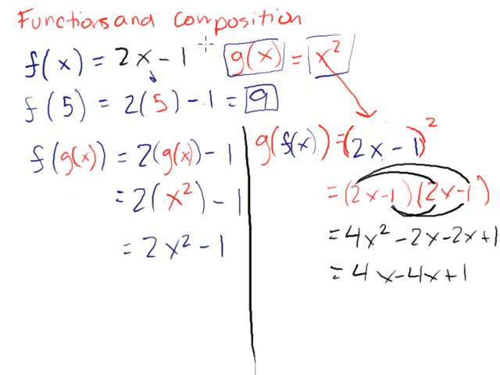If I did it the other way, this just means I'm taking my g function and has an input of f of x. So my input is f of x. I just took my f function, 2x minus 1, and replaced my input with 2x minus 1. If I work that out, it gives me 4x squared minus 4x plus 1. Oh, I messed up there, didn't I? And there we go.